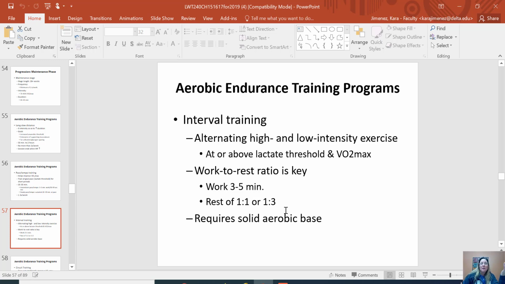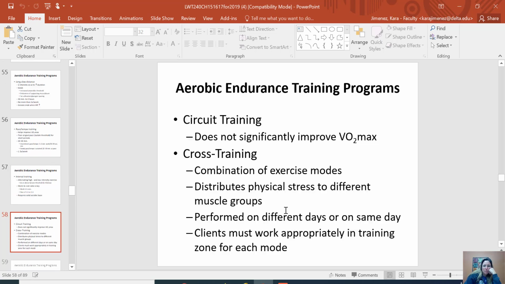So I'm working at a pretty intense effort for 3 minutes, and then I'm working again, but at a less intense effort for that same 3 minutes. So generally that work to rest is a 1-to-1 ratio, or even could be a 1-to-3 ratio.